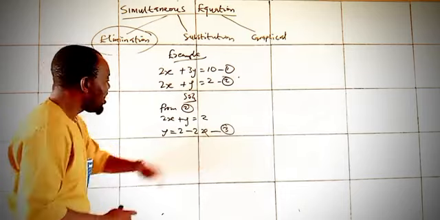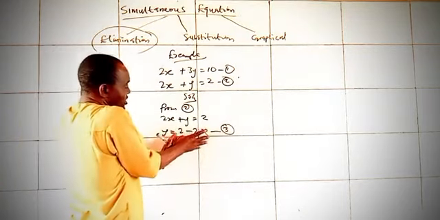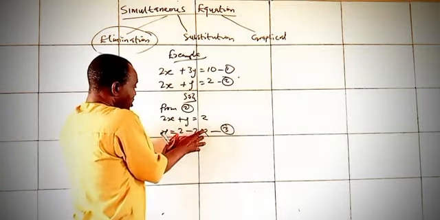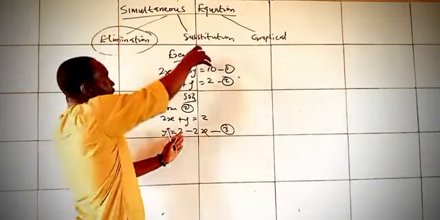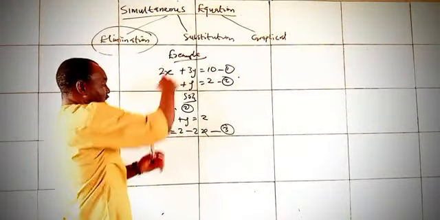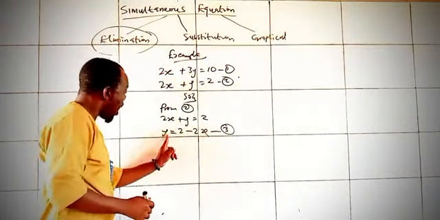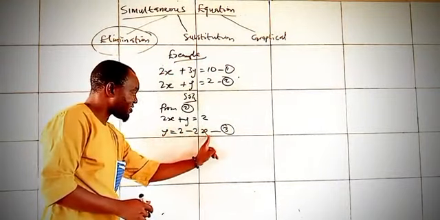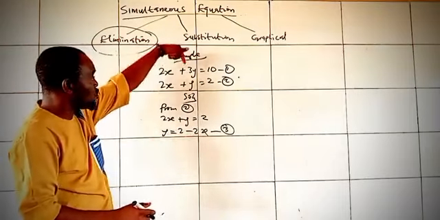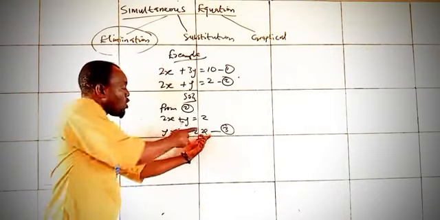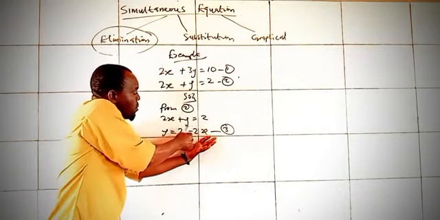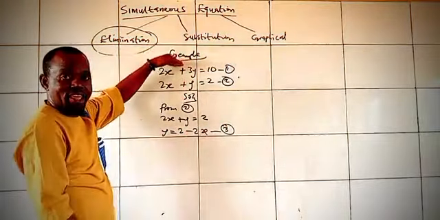Now, the next thing we do, we put this equation 3, since we have already used equation 2, into equation 1. So that is to say, anywhere we see y in equation 1, we replace it with 2 minus 2x. That is the meaning of substitution. So we are going to substitute 2 minus 2x in place of y in this place.